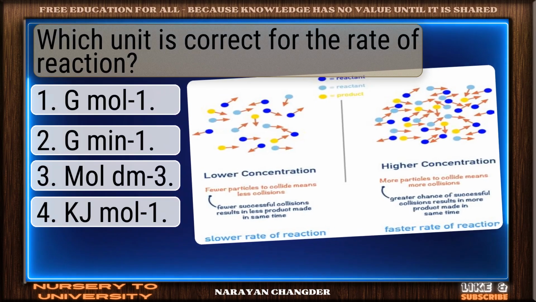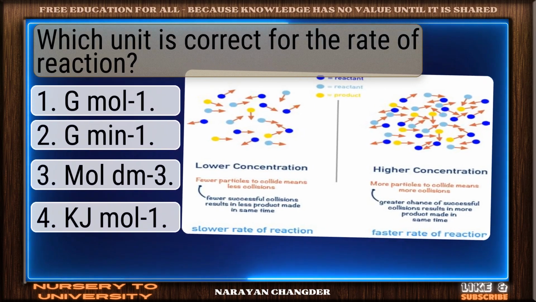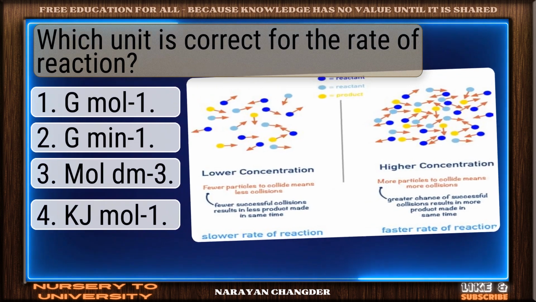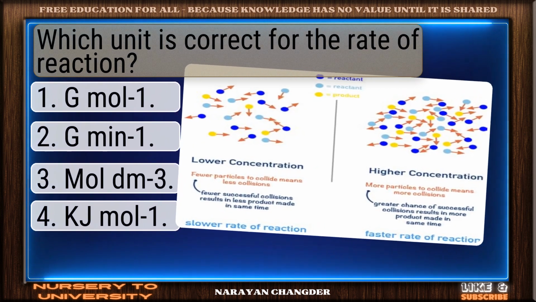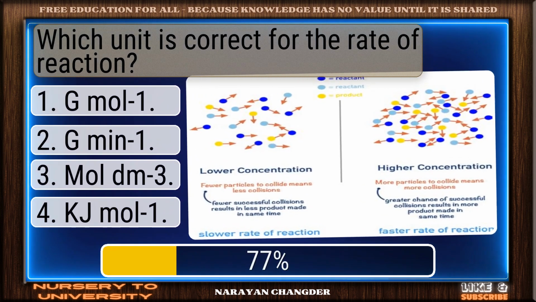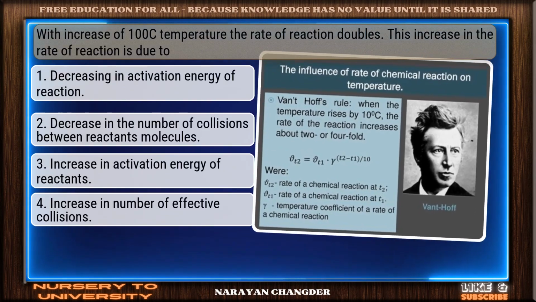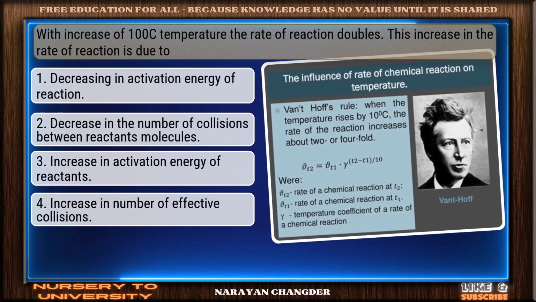Which unit is correct for the rate of reaction? Option 1, g mol^-1. Option 2, g min^-1. Option 3, mol dm^-3. Option 4, kJ mol^-1. Nice, g mol. With an increase of 10°C in temperature, the rate of reaction doubles.